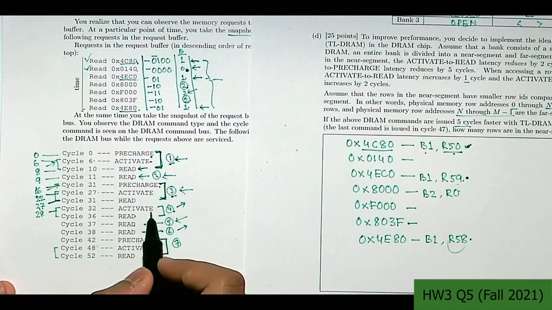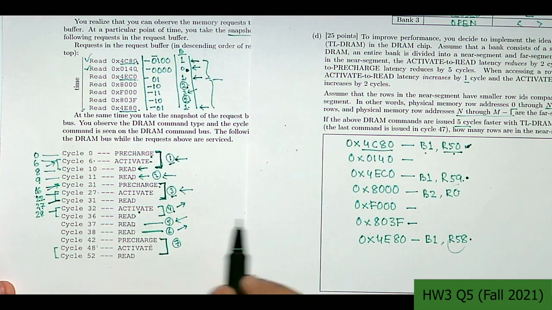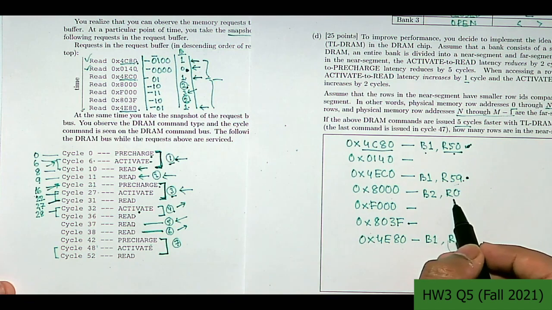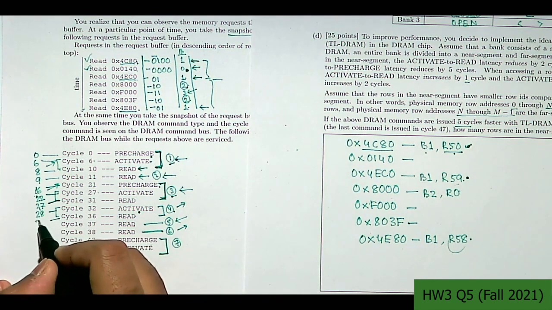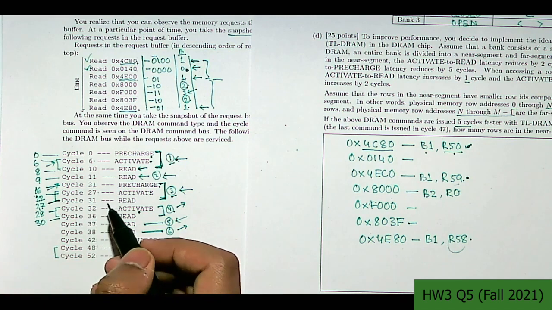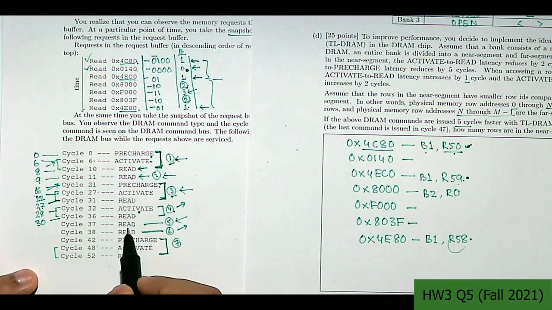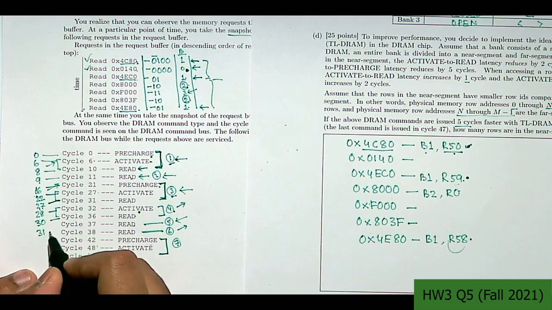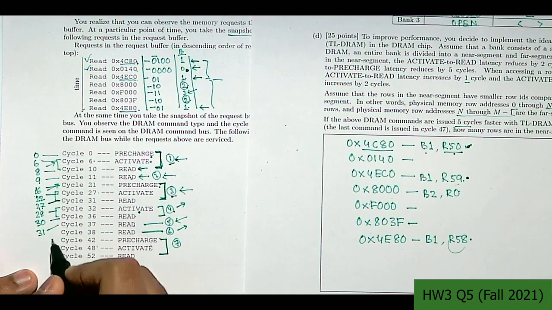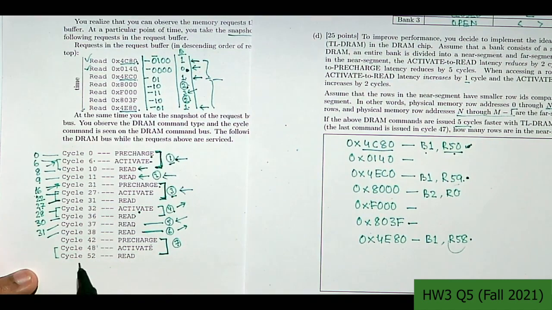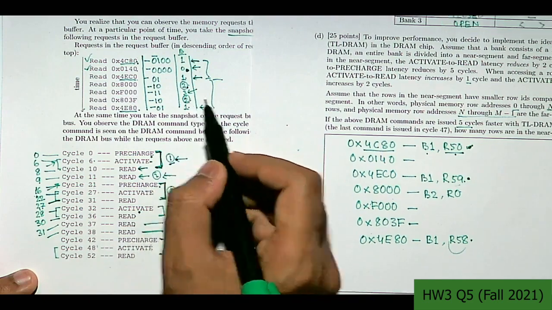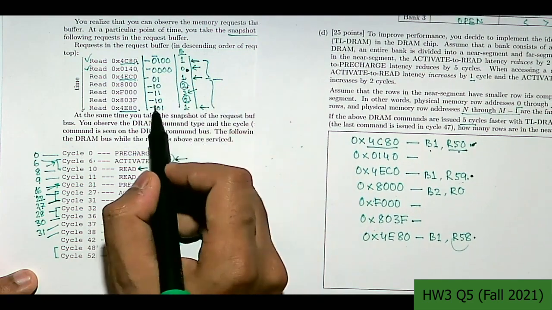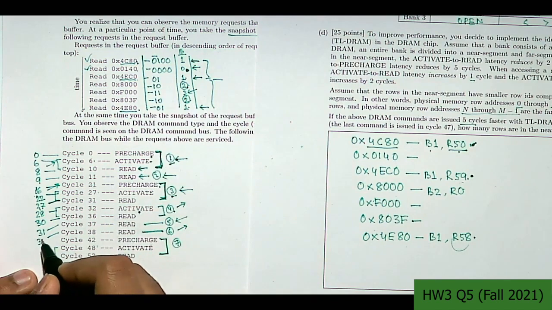Now this is another activate, right? We have considered that this R0 actually falls into the near segment, so activate to read is reduced by 2. That means this 36 is coming to 30. Make sense? Now this read is completely independent, so this can go at 31. And this is another read, also happening on the same row; access number 6 means this is the second one, so this is happening at 32.